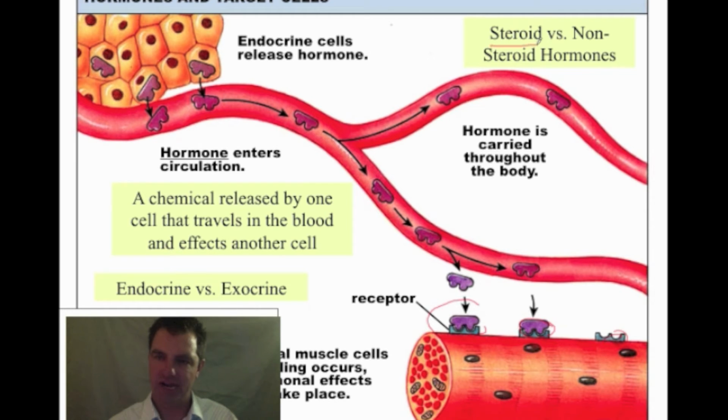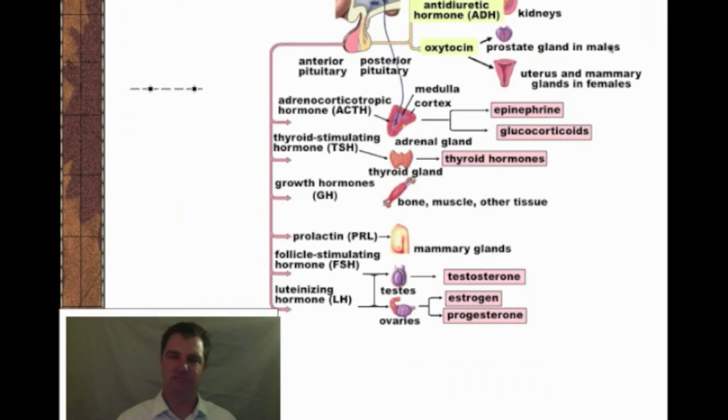We can divide hormones into two types: steroid hormones and non-steroid hormones. Steroid hormones are things like testosterone and estrogen, and as steroid hormones, they're able to go right inside the cell, through the phospholipid bilayer, and target something inside the cell. A non-steroid hormone has to bind to some receptor on the outside of the cell, and then through a series of reactions it can get that cell to make a new protein product or stop producing something.